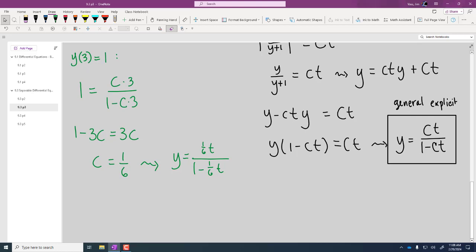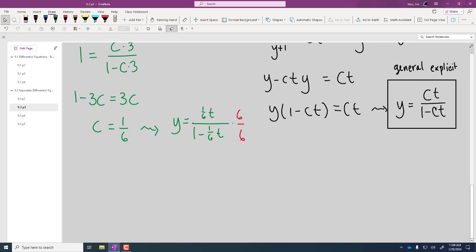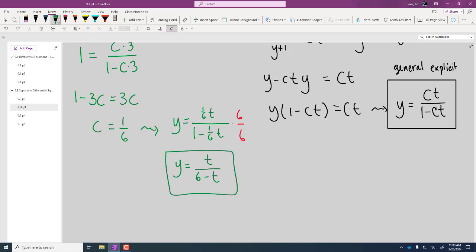Which then needs to be simplified. We don't want complex fractions. So what are we going to multiply by to clear out that 6? 6 over 6. Multiply by 1 in the form of 6 over 6. And that works beautifully because we end up with y equals t divided by 6 minus t. So now we have our particular explicit in reduced form.